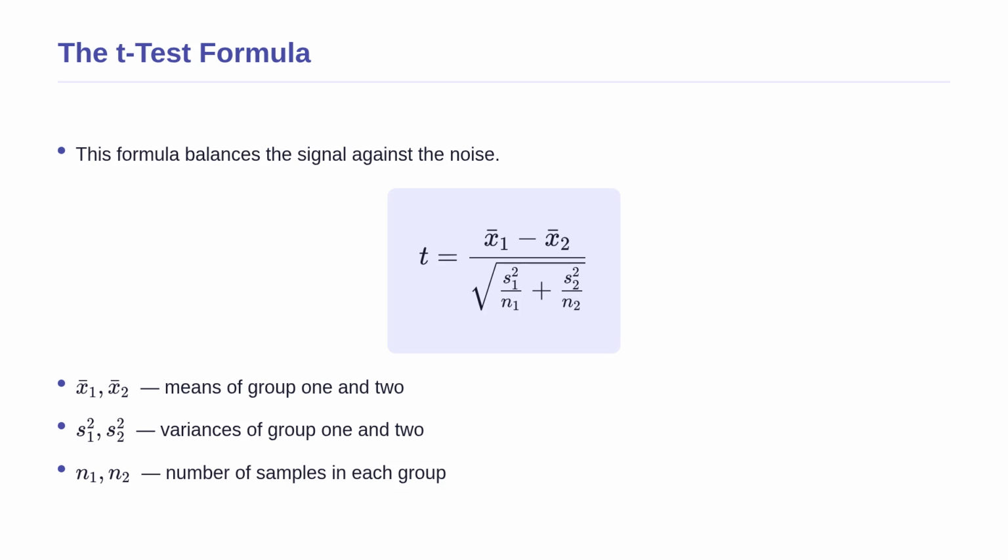If the difference between the means increases, our signal grows and the t-value gets larger. Conversely, if the variance increases, the noise grows, shrinking the t-value and making it harder to prove a real difference exists.